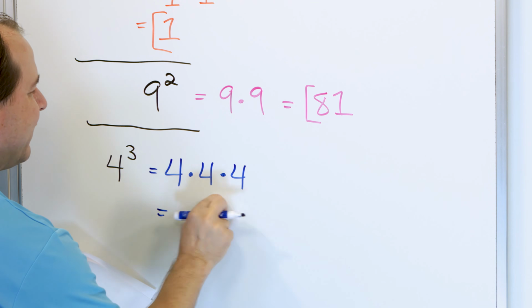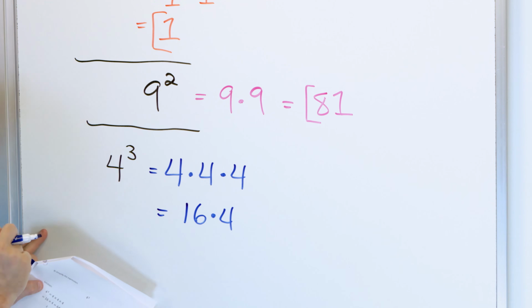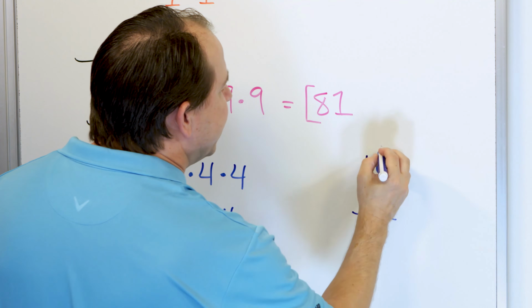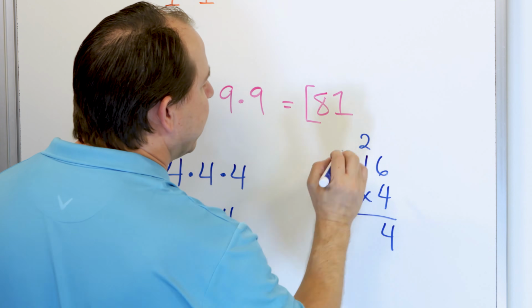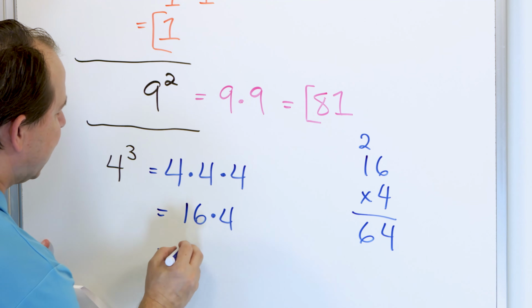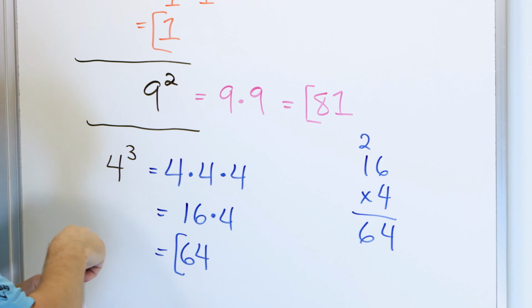Now we multiply left to right. 4 times 4 is 16, but I still have to multiply by that other 4. So I go over here and take 16 times 4. I don't know what that is. 6 times 4 is 24. Carry the 2. 1 times 4 is 4. And then 2 more is 6. And what do you get? An answer of 64. So 4 cubed is equal to 64.